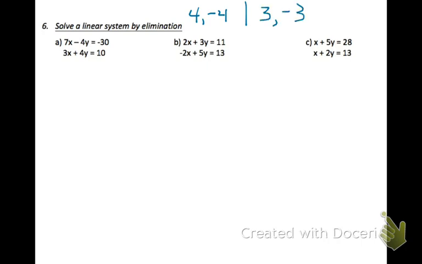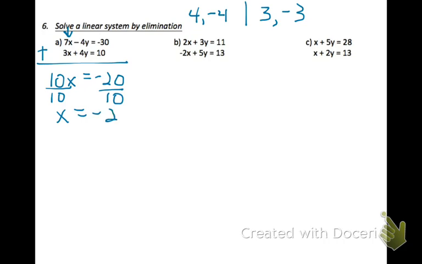So on our first, I noticed that my y coefficients are opposites. So that means that if I add them, they are going to eliminate. So I go ahead and I add. Now I'm looking at my x's together. So 7x plus 3x is 10x. Then my y's, and when I add them, they will become 0, eliminate. And that's what I need, because I need to get this down to one variable so I can solve. -30 plus 10 is -20. Then you just go through the steps to solve for your variable.